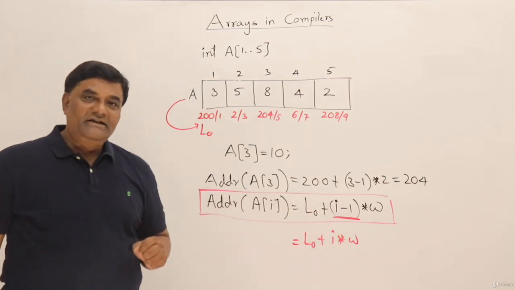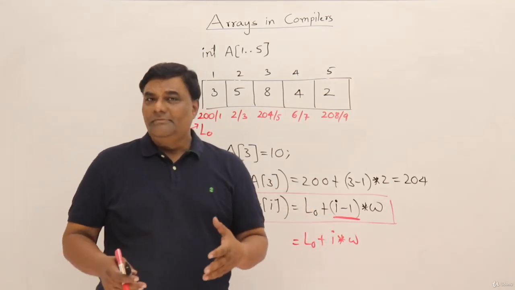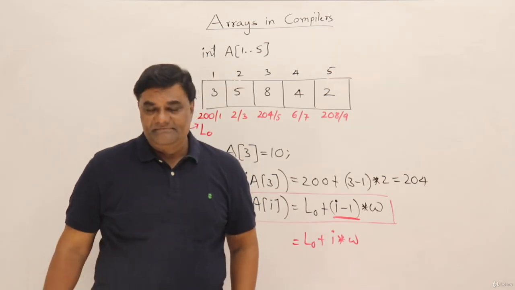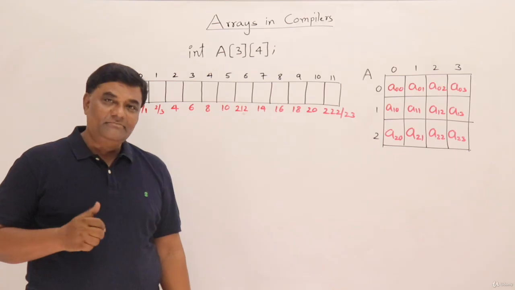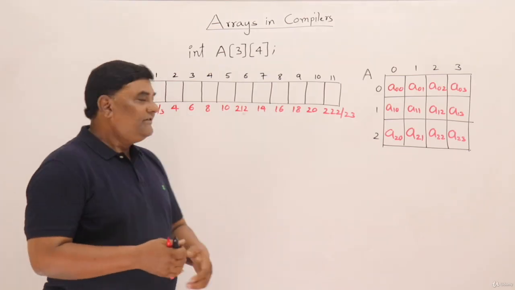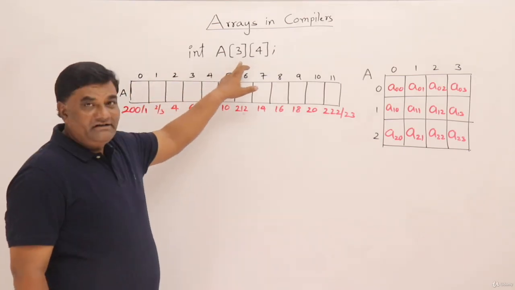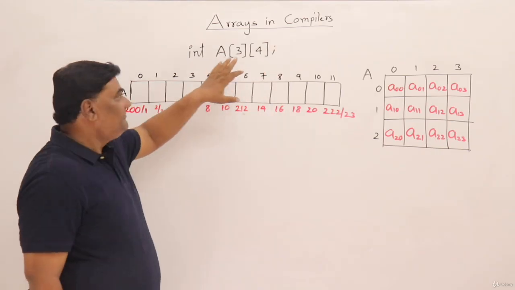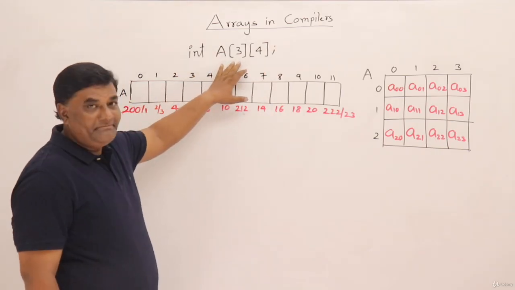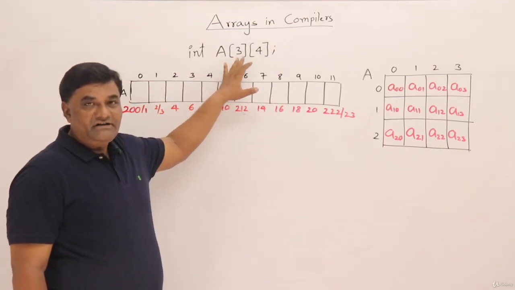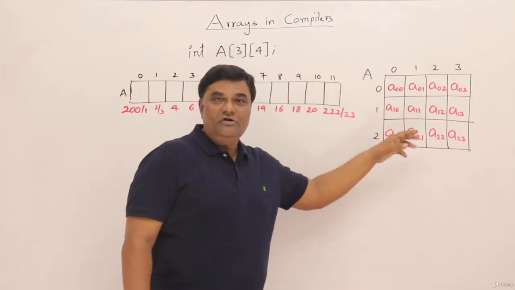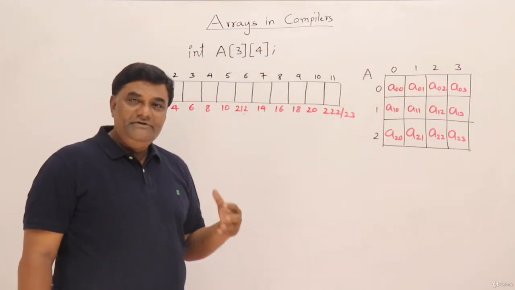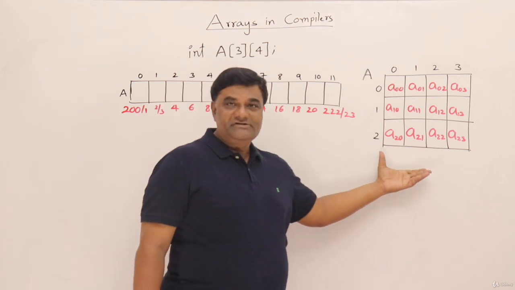So that's all about single dimension arrays. Now we will learn about two-dimensional arrays. Let us see how a two-dimensional array is managed or handled by a compiler. In our program, we declare a two-dimensional array like this. Suppose I am declaring an integer type array of dimensions 3 cross 4, 3 rows and 4 columns. Then this is how we draw a 2D array on paper. We visualize that this is how we get a two-dimensional array.